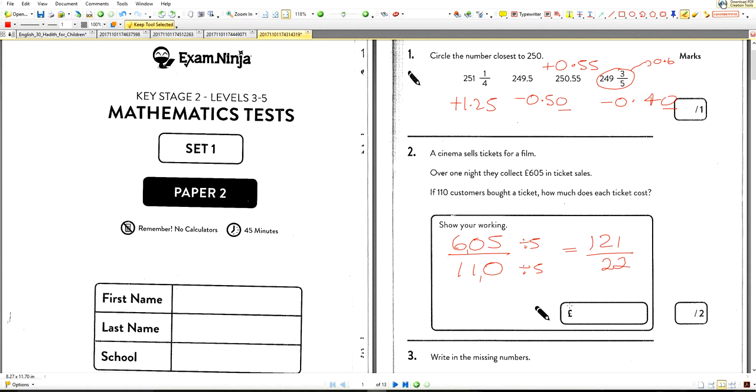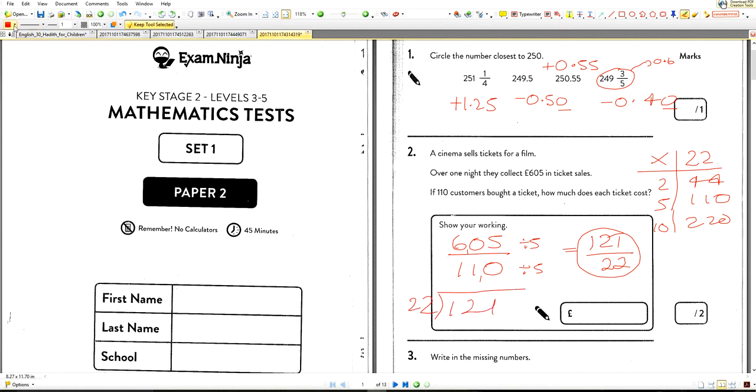So 121 divided by 22, let's have a go. So we look at the 22 times table, the mini one. So times by 2, 5 and 10. So that'd be 220, that'll be 44, and half of 220 is 110. So we're going to do a calculation now of 121 divided by 22. So the 22 goes on the outside and 121 goes on the inside.